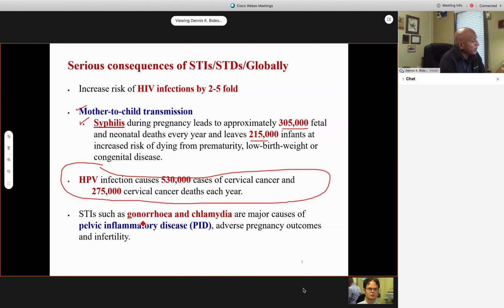So STIs such as gonorrhea, caused by Neisseria gonorrhoeae, and chlamydia, caused by Chlamydia trachomatis, are major causes of what we call PID, pelvic inflammatory disease. This is when the bacteria has grown into internal structures in the reproductive system. It can lead to infertility, can even lead to death, by the way. Hysterectomies and death, if it spreads pretty rapidly, all right? So again, we see this just based on the stats. STIs and STDs are a huge problem. Again, we don't like to talk about it, but it's a huge problem.